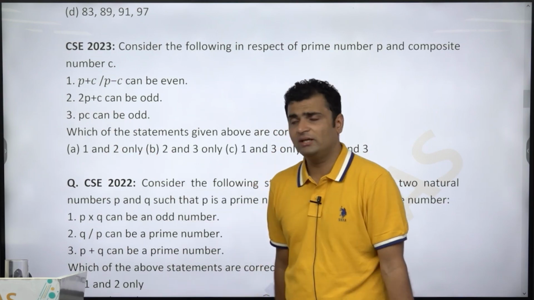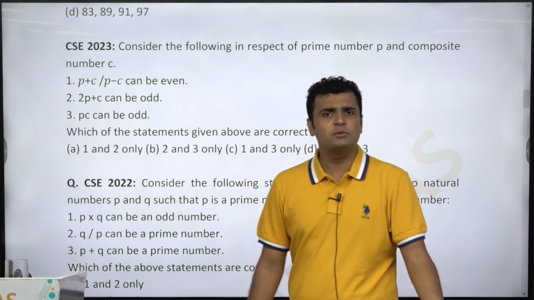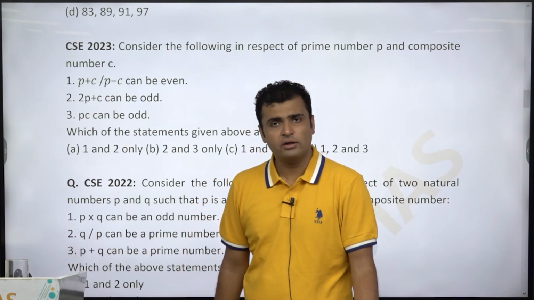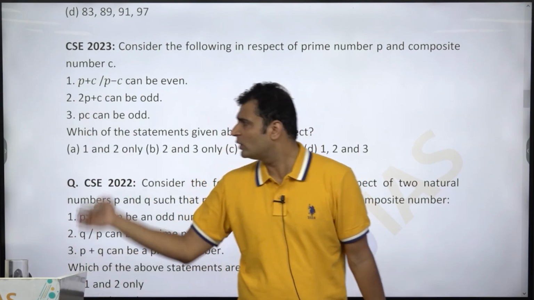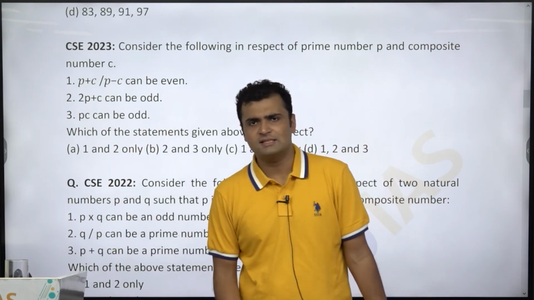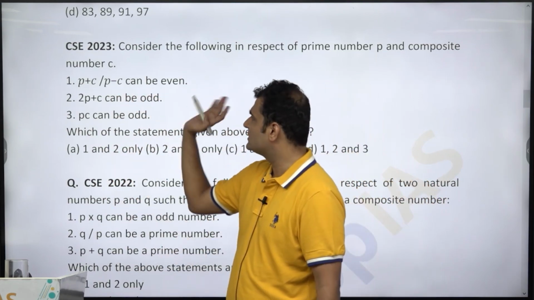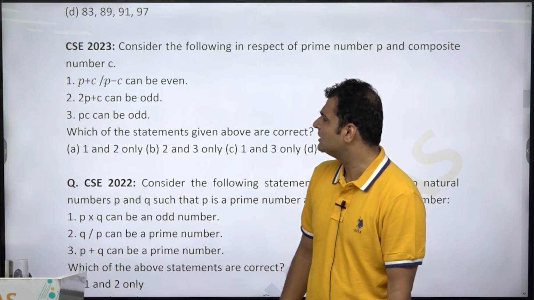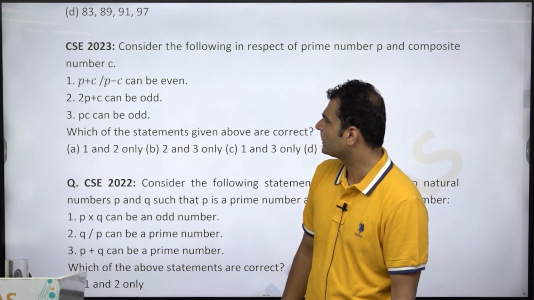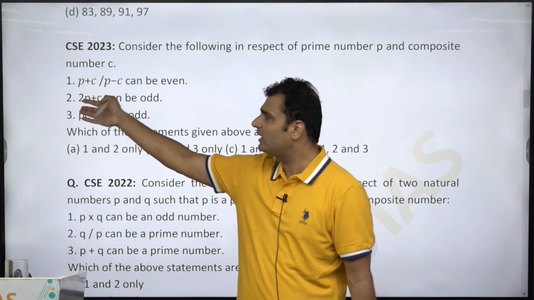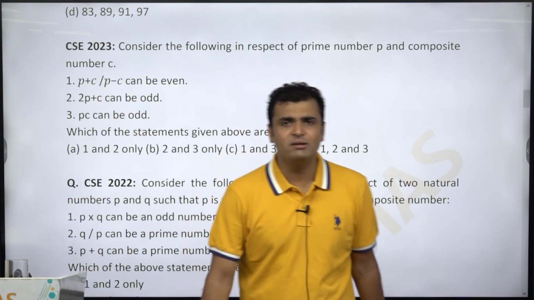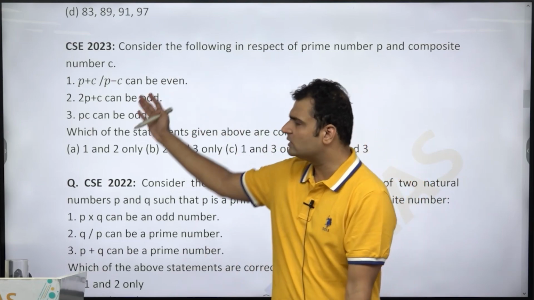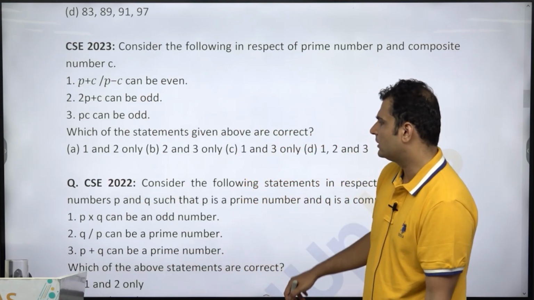P into C can be odd. When the product of two things is odd, then both of the numbers are odd. Then can we have a prime odd number? Yes. Can we have an odd composite number? Yes. Anything, you can take 3 into 9, 27. Yes. And similarly, P plus C, P minus C can be odd. I think here prime you can take as 11, composite you can take as probably 9. So 11 plus 9 is 20, 11 minus 9 is 2. So 20 by 2, 10 is an even number. So just put the values of the first few prime numbers and you'll see that all three statements are correct.